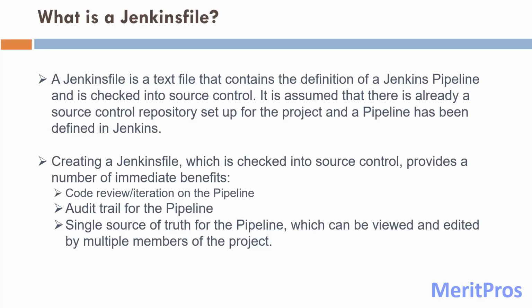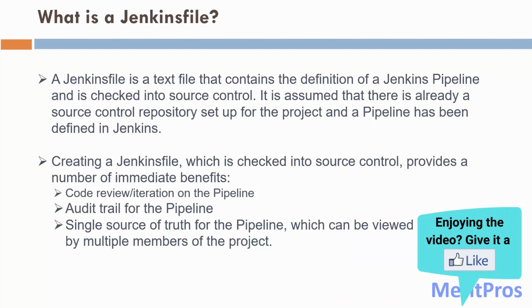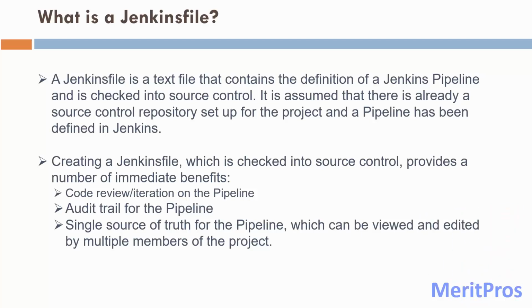So it is assumed that there is already a source control repository set up for the project and a pipeline has been defined in Jenkins. Now before creation of this Jenkins file, it is assumed, right? Let's consider a situation where you already have a Git repository which is already set up, your project is there, and the pipeline is also defined in Jenkins. It means you have a pipeline, you have version control, that is Git, your project is there. Now this is the time when you have to create your Jenkins file.